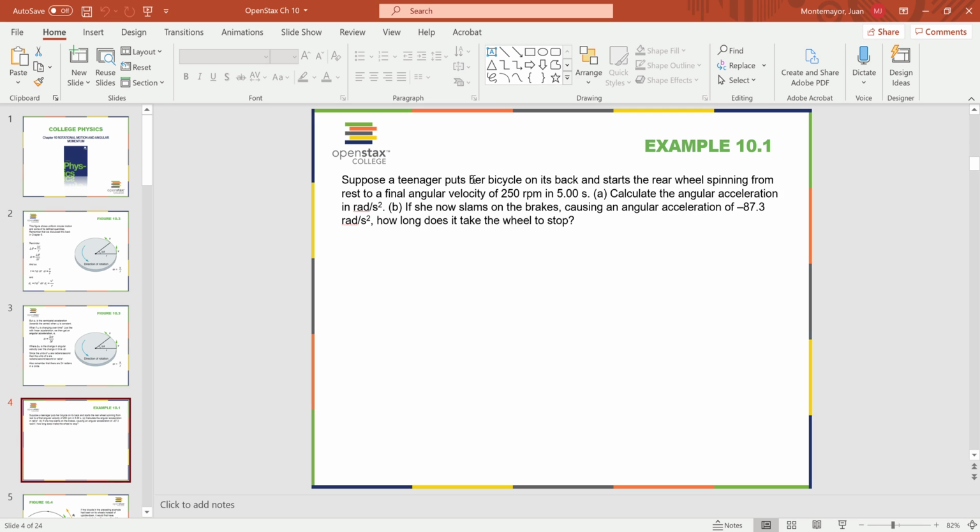So suppose a teenager puts her bicycle on its back and starts the rear wheel spinning from rest to a final angular velocity of 250 revolutions per minute, or rotations per minute, in 5 seconds. Calculate the angular acceleration in radians per second squared. And if she now slams on the brakes, causing an angular acceleration of negative 87.3 radians per second squared, how long does it take for the wheel to stop?